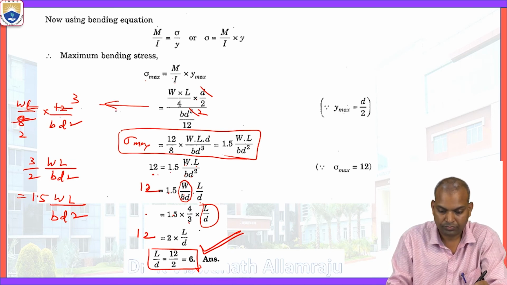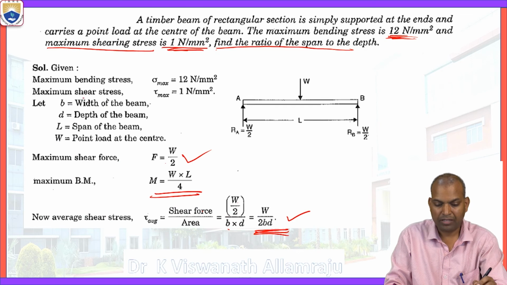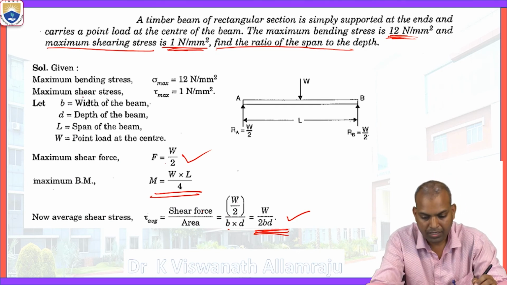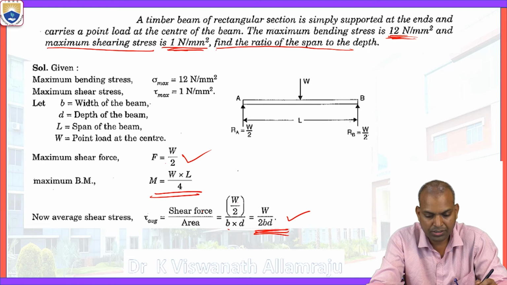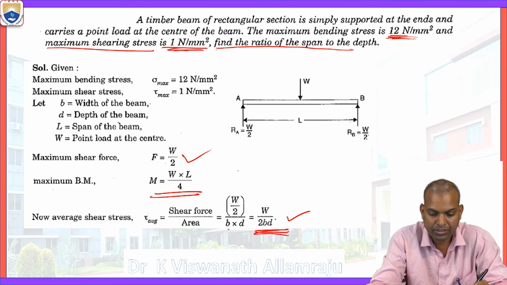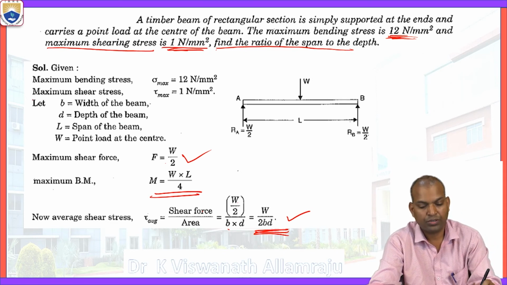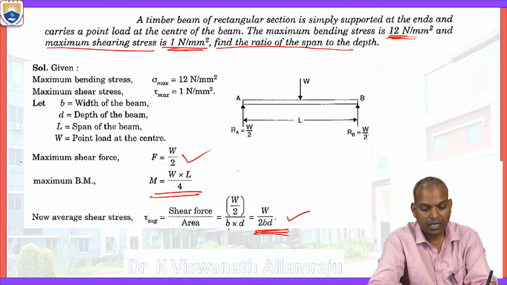Now, let me summarize how we have calculated in this problem. The input parameters are the maximum bending stress and the maximum shear stress, and we have to find the ratio of span to depth, L by D. The maximum bending stress is 12 Newton per square millimeter, the maximum shear stress is 1 Newton per square millimeter, and we know the relations between average shear stress and maximum shear stress. Average shear stress equals F by BD, where F equal to W by 2 is the shear force.